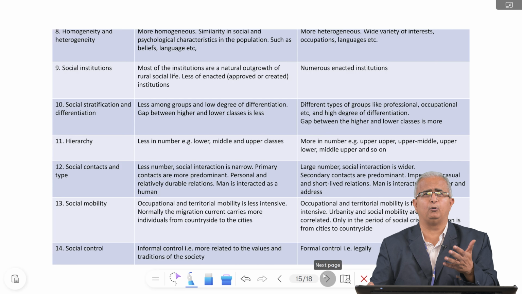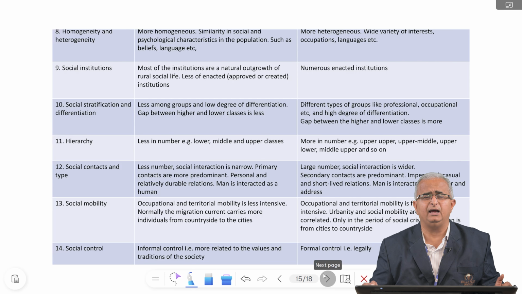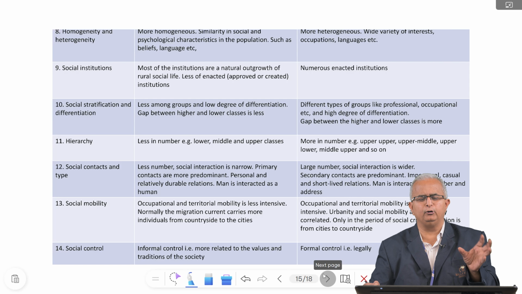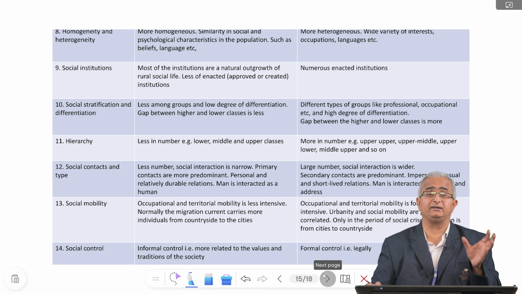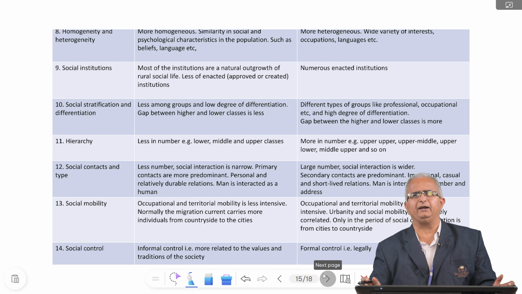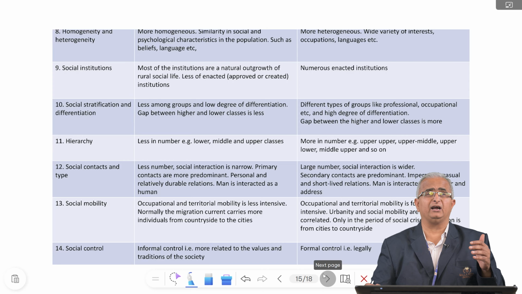The stratification is more, the division is more, the different types of class systems that exist in the urban areas. And social contacts are very few in the villages, and those are primary contacts, whereas secondary contacts, which are very short and temporary, exist in the urban areas. Primary contacts means long-duration contacts with a "we" feeling among the village members.